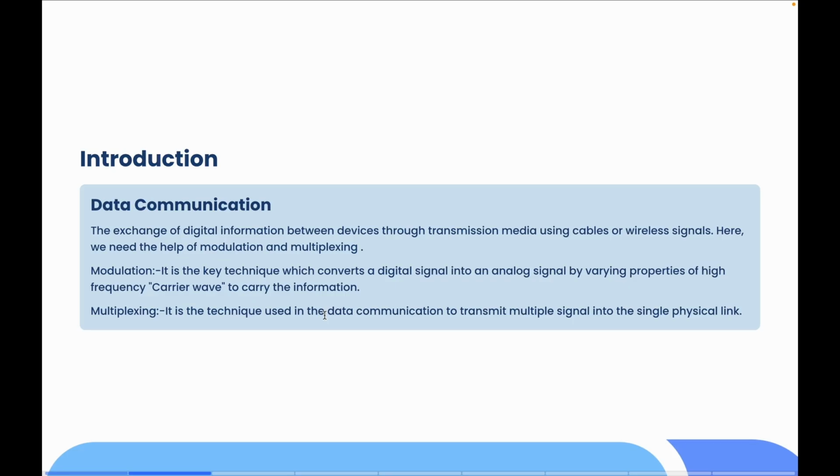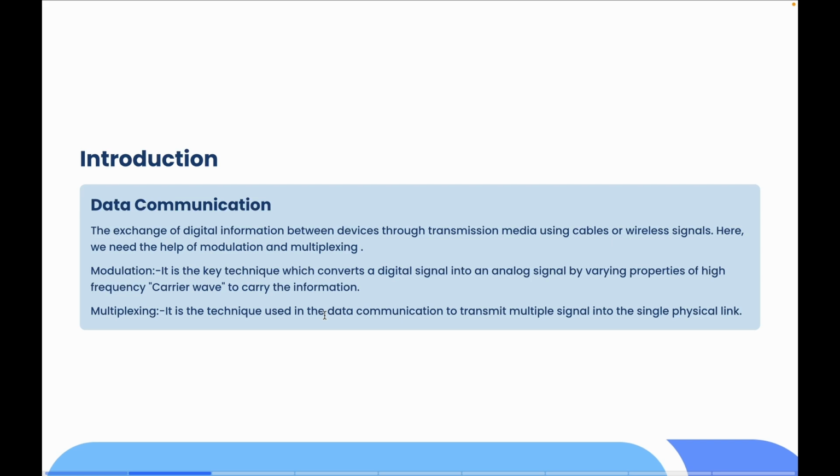What is modulation? It is the key technique which converts a digital signal into an analog signal by varying properties of a high frequency carrier wave to carry the information. Multiplexing is the technique used in data communication to transmit multiple signals over a single physical link.